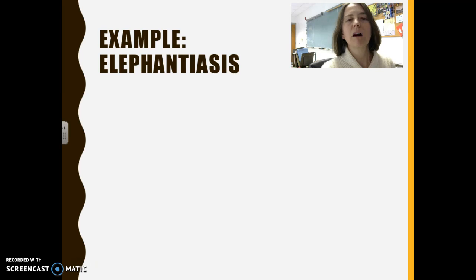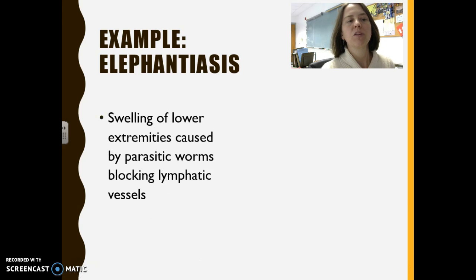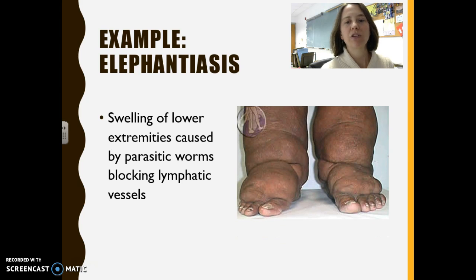One example of lymphedema is elephantiasis, which is swelling of the lower extremities caused by parasitic worms which block the lymphatic vessel. And here's a picture of this.